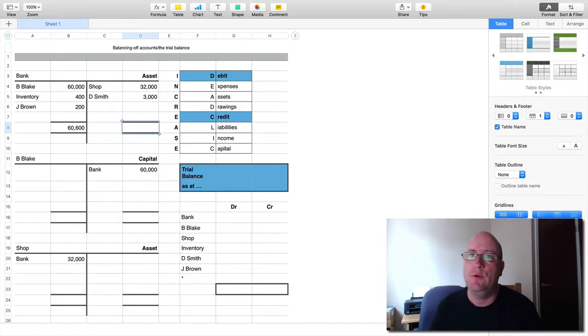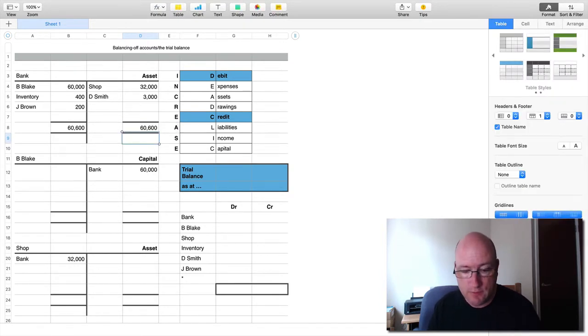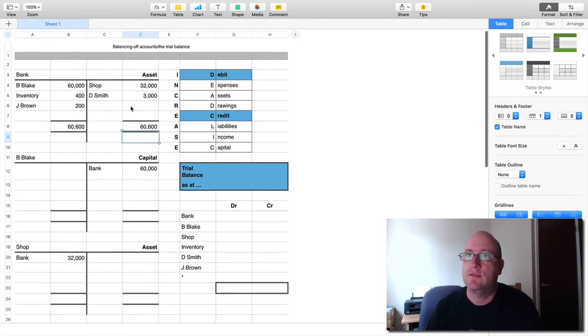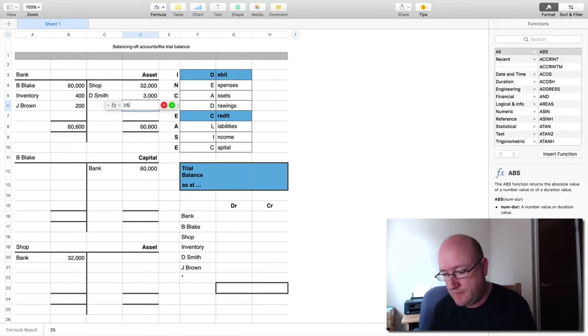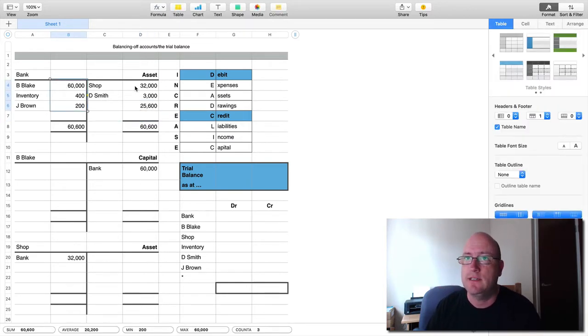We therefore know that the figure needs to balance, so in the credit column there also needs to be 60,600. I'm going to put that in there now. The difference, which I'm going to work out on my calculator, is 60,600 minus 32,000 minus 3,000. I could have put minus 35,000, but I like to be complicated. So the difference is 25,600, and we know that we've got to put 25,600 in there. Now the debit side equals 60,600 and the credit side equals 60,600.